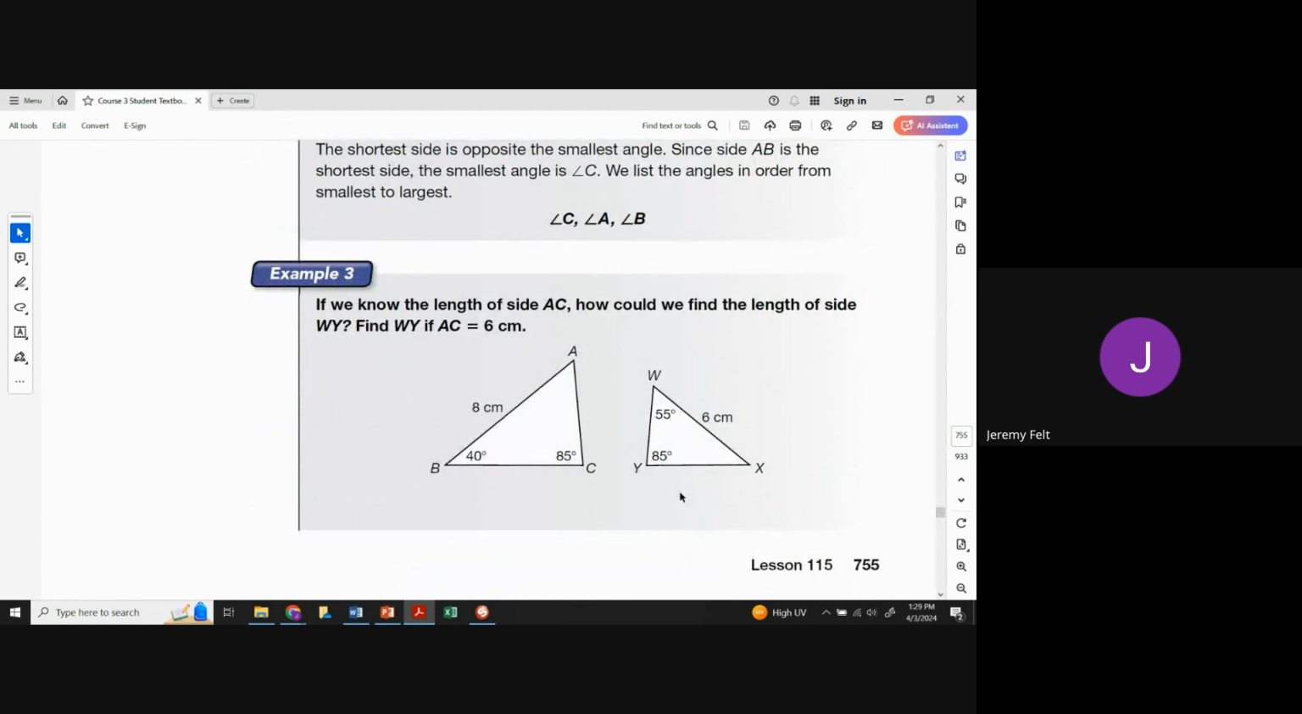Okay. Example 3, if we know length of AC, how could we find the length of WY? Find WY if AC is 6 centimeters.